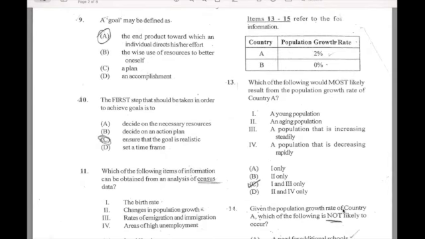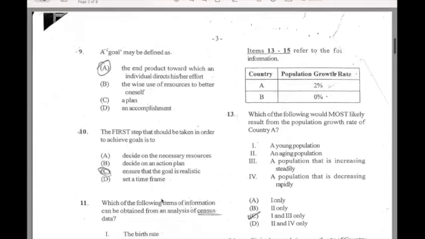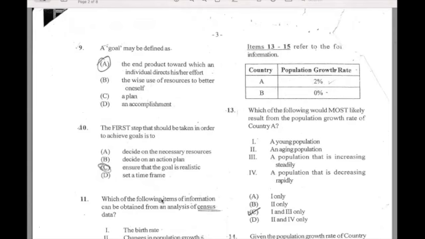Question number 13. Items 13 to 15 refer to the following information. Country, population growth rate. Country A, 2%. Country B, 0%. Which of the following would most likely result in the population growth rate in country A? And they gave us some options: a young population, an aging population, a population that is increasing steadily, a population that is decreasing rapidly. So if your answer is C, then you are correct. So a young population and a population that is increasing steadily.